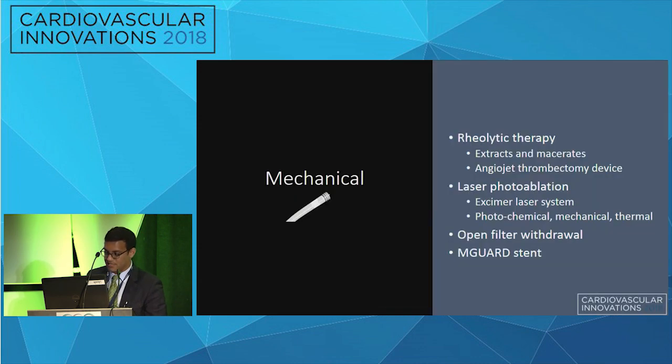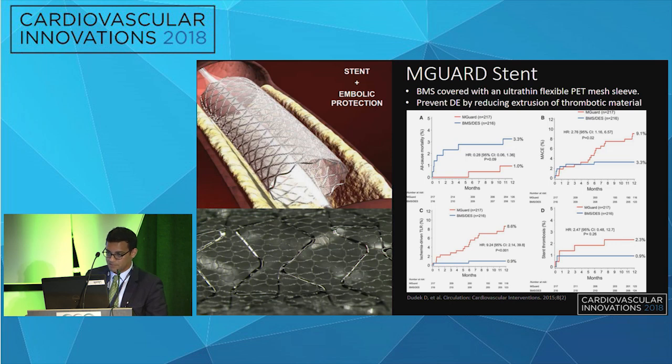And the final option is the Guard Stent. This was a bare metal stent, not currently approved in the United States, but it was covered with an ultra-thin flexible PET mesh sleeve, and it was to help prevent distal embolization by reducing the extrusion of thrombotic material. It did show a decrease in the episodes of distal embolization. However, it was associated with more frequent episodes of stent thrombosis as well as target lesion revascularization.